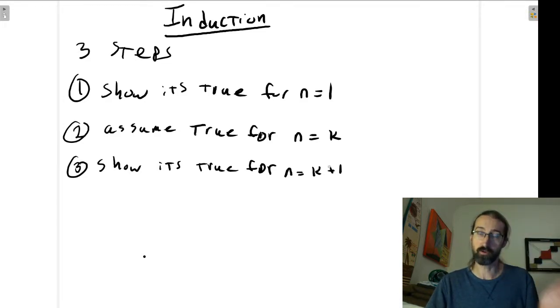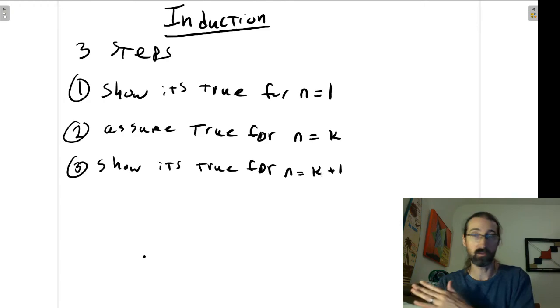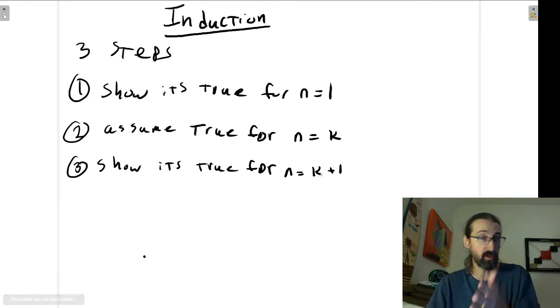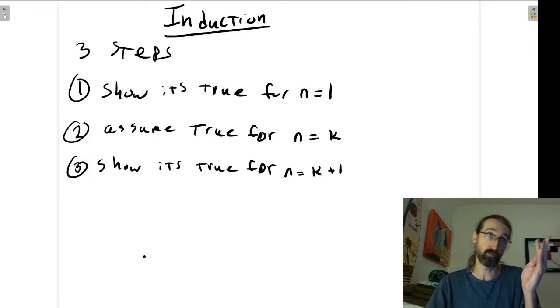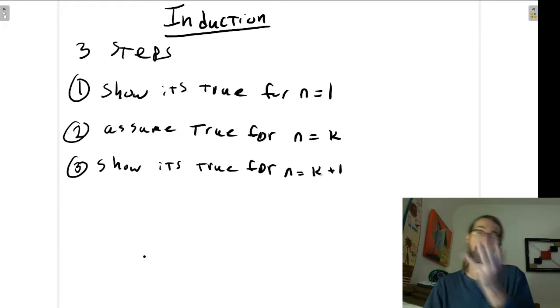So if you show that it's true for the first situation, and you show that it's true for the next situation, k plus 1, that means it's going to be true for every situation. That first one knocks the next one. If it's true for the first one, it's true for the second one. If it's true for the second, it's true for the third one, and the fourth, continuing down. So that plus 1 step, that's the critical step.